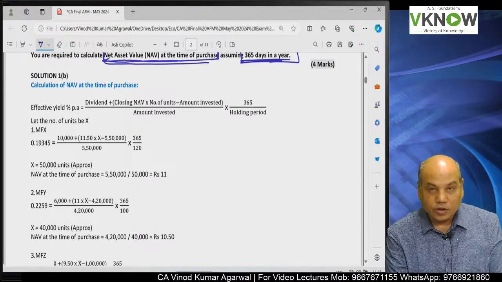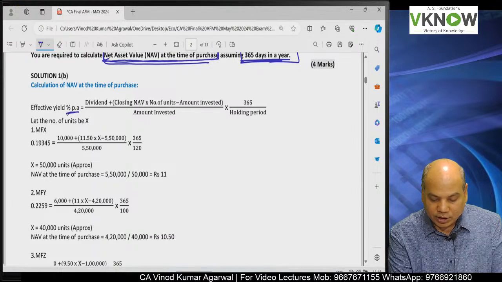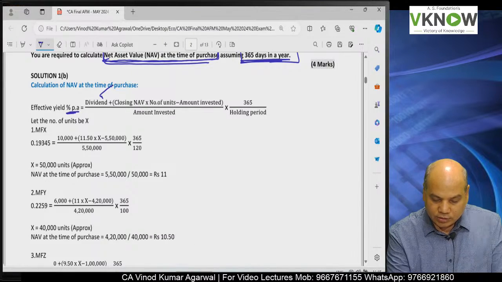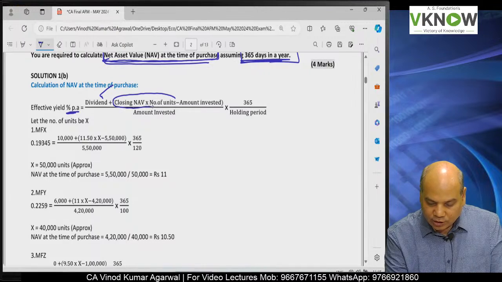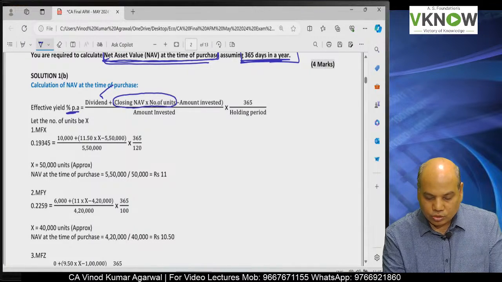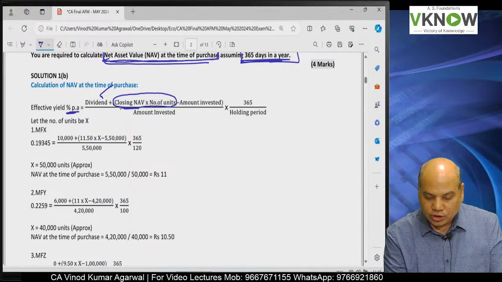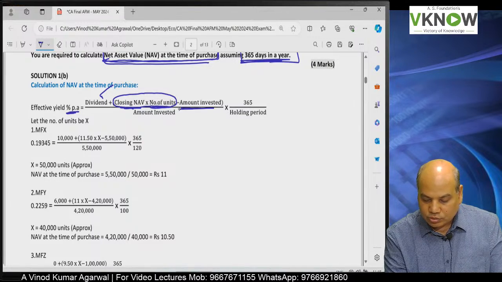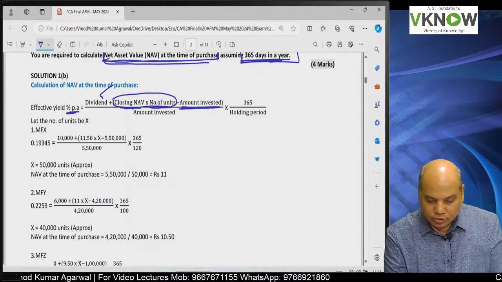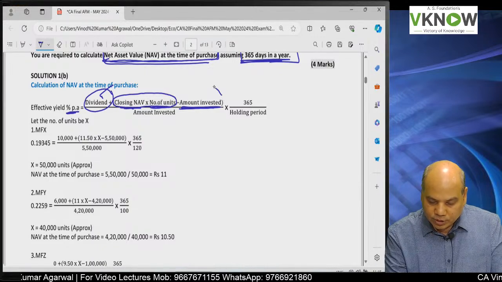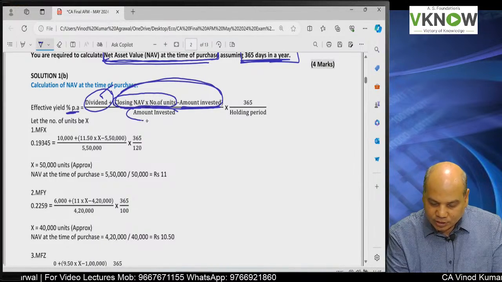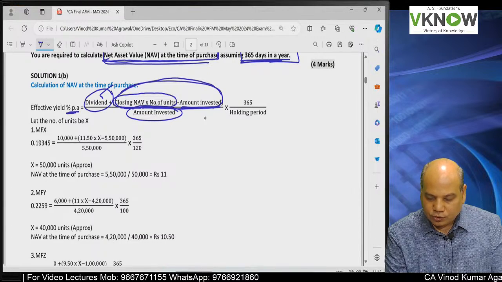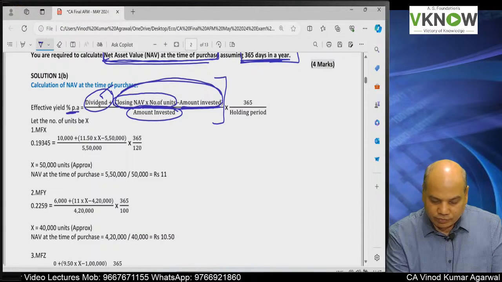So the equation for effective yield percentage per annum is dividend plus closing investment value. Closing investment value will be closing NAV times number of units minus amount invested. So dividend plus capital gain divided by amount invested will give you holding period return.